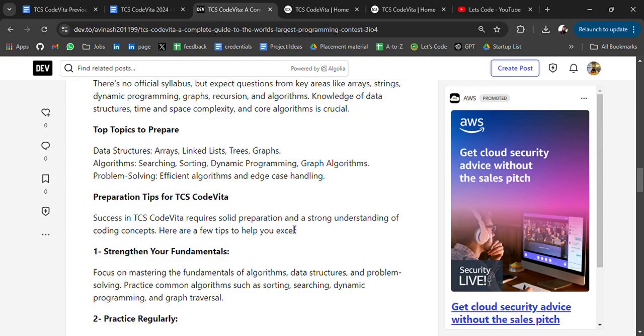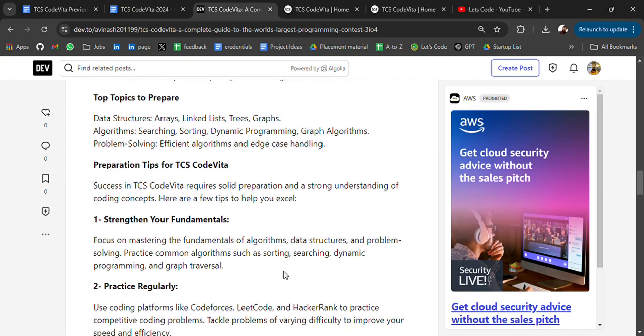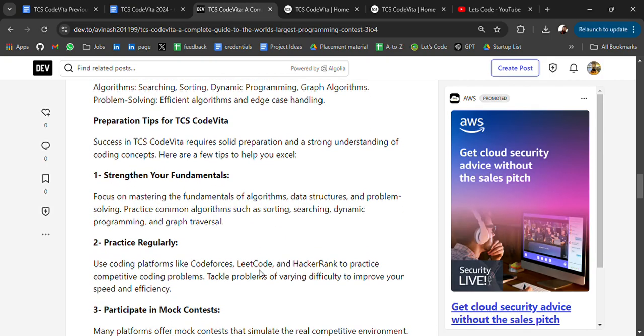First of all, focus on mastering one programming language, either Java or C++ or Python. You have to be good in that. You should know the syntax. Then go to the fundamentals of algorithms, data structures, and problem solving. You have to be good in searching, sorting, dynamic programming, and graph traversal.